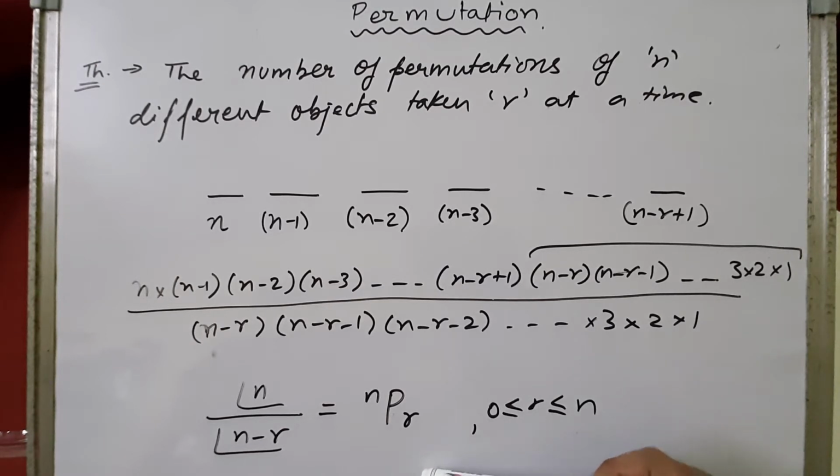nPr means, if we have to seat 6 persons on 3 seats, that is n persons and r seats, from n objects we have taken r and we have to arrange them. From n total objects we have to make arrangements of r at a time. So that will be represented as the number of permutations of n different objects taken r at a time. Alright children, please note down.